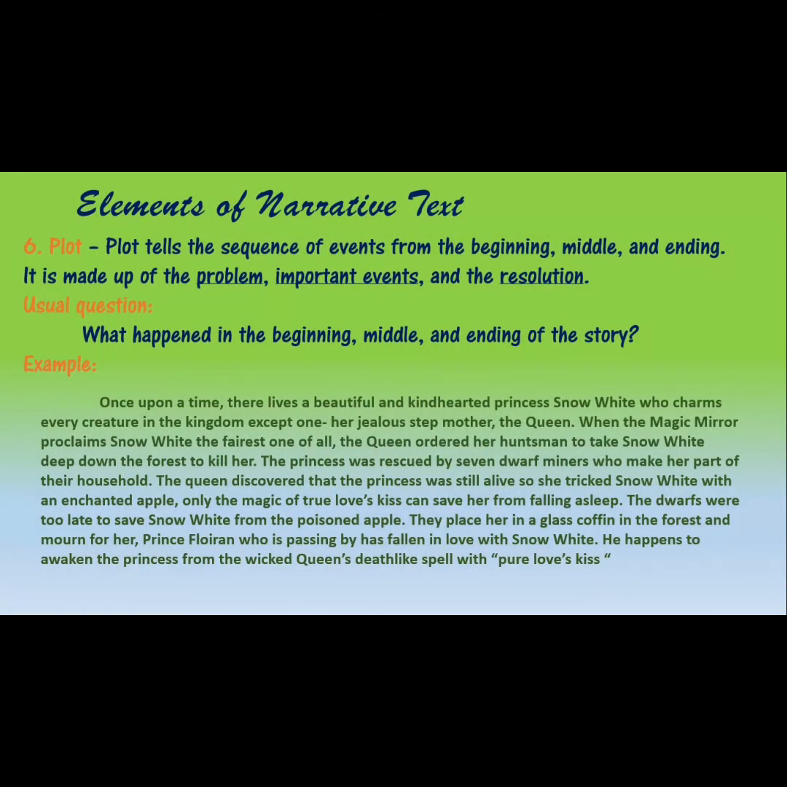As I said earlier, plot tells the sequence of events from the beginning, middle, and ending. It is made up of the problem, important events, and the resolution. So, usual question dito: what happened in the beginning, middle, and ending of the story? So, I have here an example ng plot, and this is the story about Snow White.